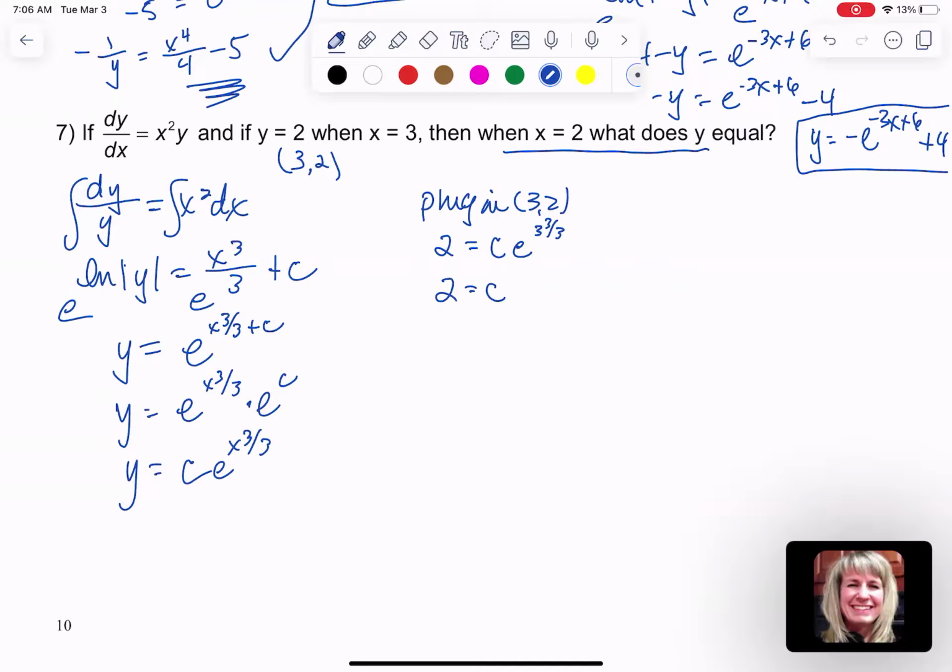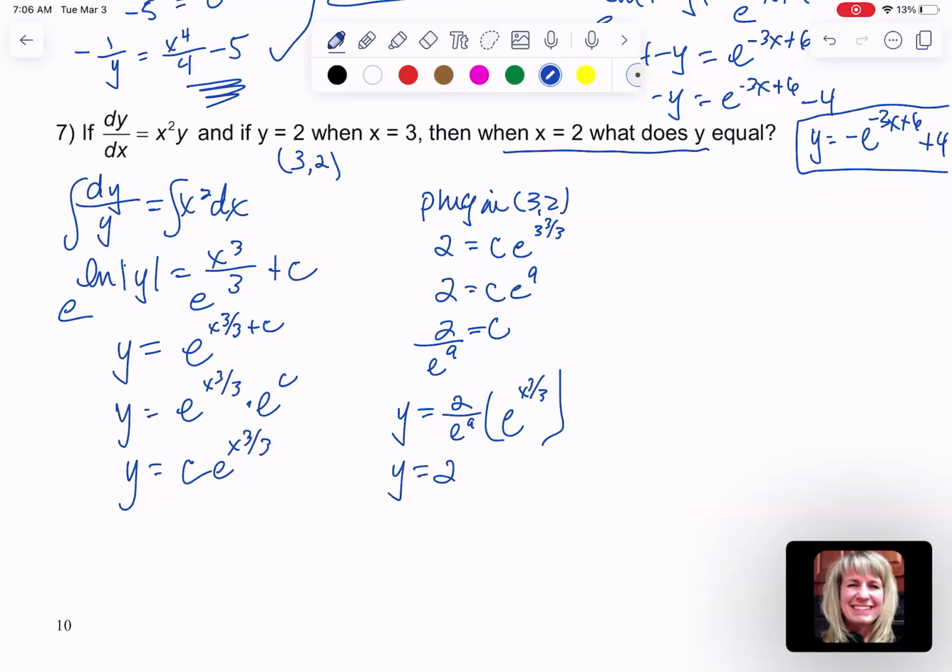So we get 9. And so c will equal 2 divided by e to the 9th. Plugging that back in, I get y equals 2 over e to the 9th times e to the x cubed divided by 3. Which remember, that's the same thing as saying y equals 2 times e to the negative 9 times e to the x cubed over 3. So you could also write it as 2 e to the x cubed over 3 minus 9 if you wanted to.